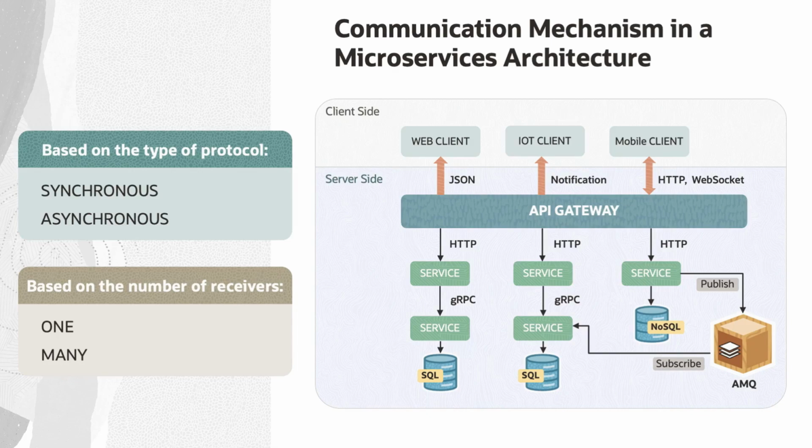Synchronous communication is using HTTP, HTTPS, or gRPC protocol for returning synchronized responses. The client usually sends a request and waits for a response from the service, which means the client code blocks its thread until it receives a response from the service.